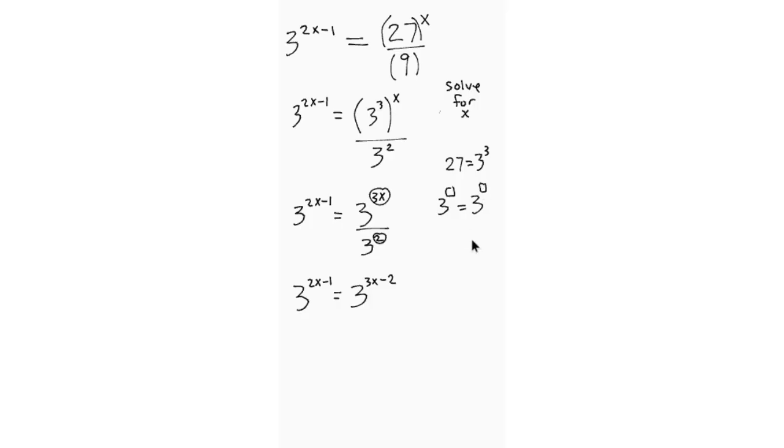Once our equation is written as 3 to a power equals 3 to a power, then we know that the exponents will have to be equal. So we'll set them equal and solve for x. Which in this case, once we set the exponents equal, we'll be solving a linear equation.